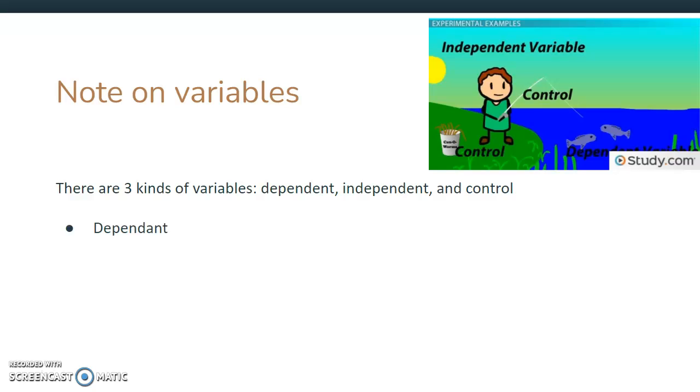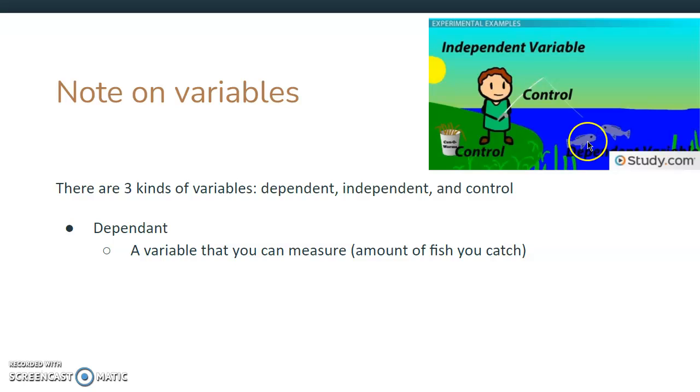We have three different kinds. We have a dependent, independent, and a control. So our dependent one is a variable that you can measure. So in our picture up here we have the amount of fish. So we have a fisherman going. He's changing the time of day, but he's using the same kind of bait every time and the same kind of fishing pole. But he's curious how many fish he will get depending on the time of day.